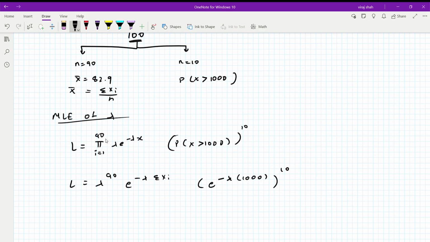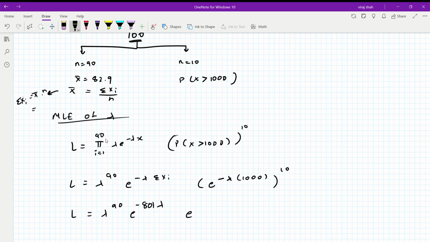So basically your summation xi would be nothing but x bar into n, which would be nothing but 82.9 into 90. Let me feed that into the calculator: 82.9 into 90 is 801. So our L is lambda raised to 90 e raised to minus 801 lambda.